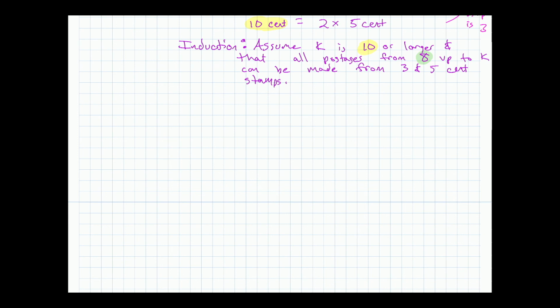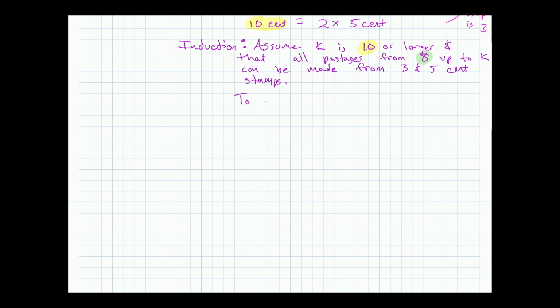Okay, so assume K is 10 or larger and that all postages from 8 up to K can be made from 3 and 5-cent stamps. So what we need to show is that K plus 1 postage can be made. So to make K plus 1 postage, here's what you do.